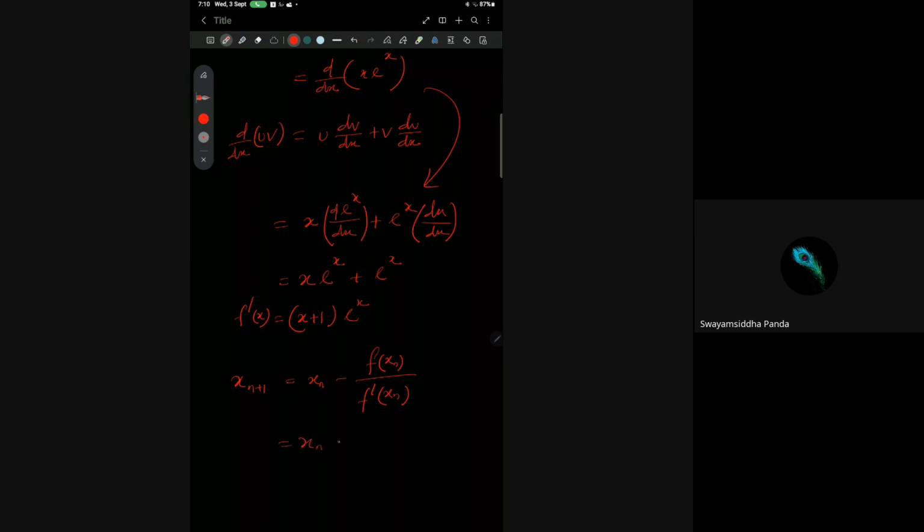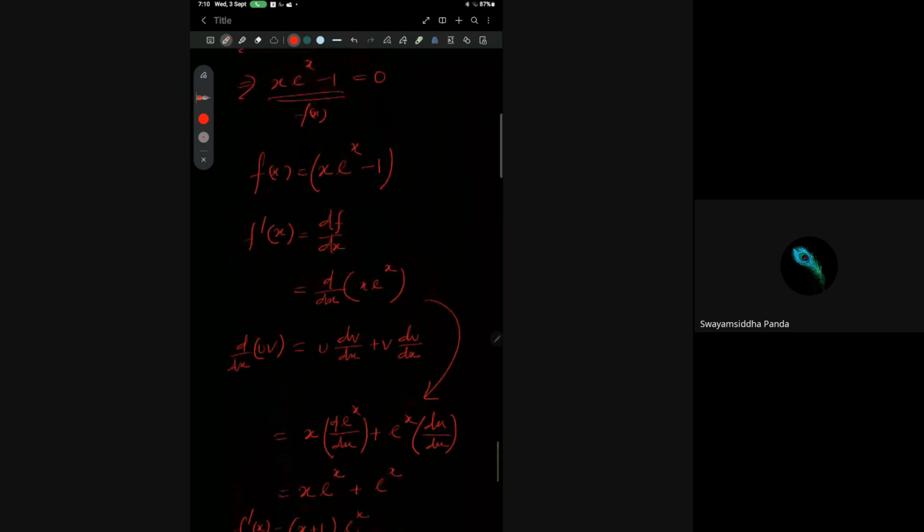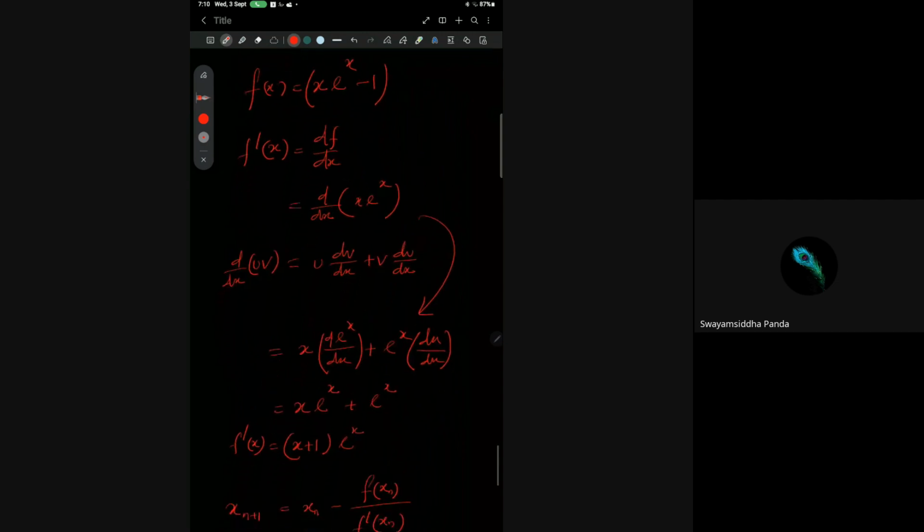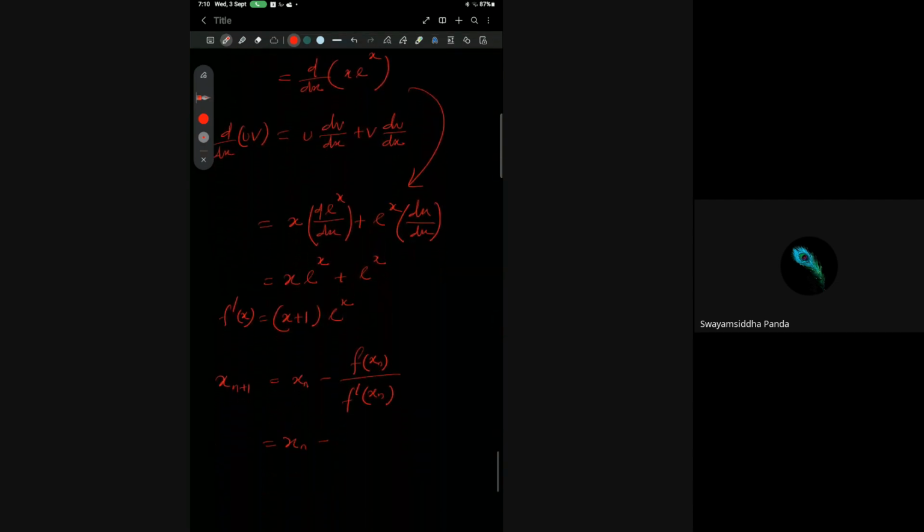So that will be equal to xn minus f of xn, which is xn e to the power xn minus 1, by xn plus 1 e to the power xn.